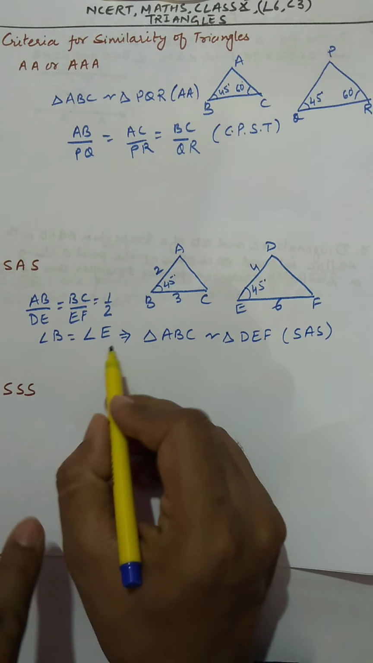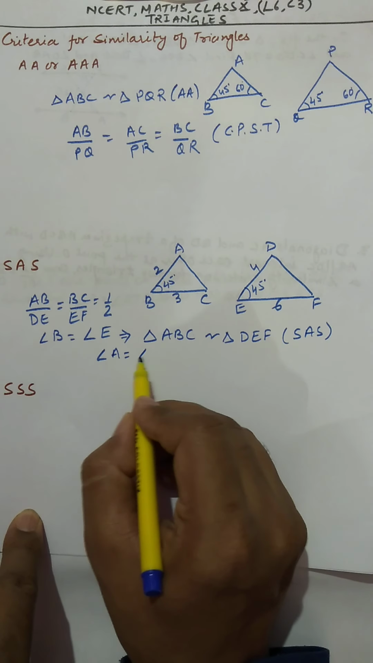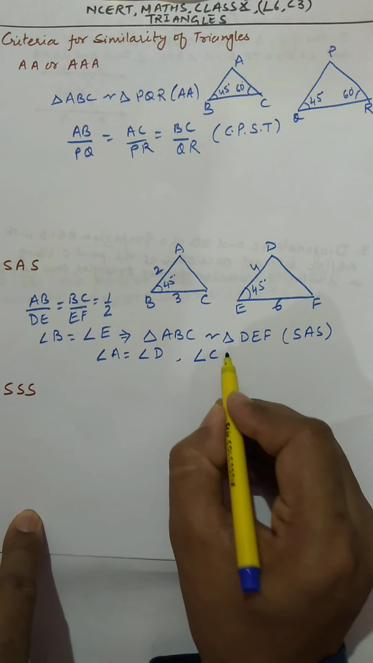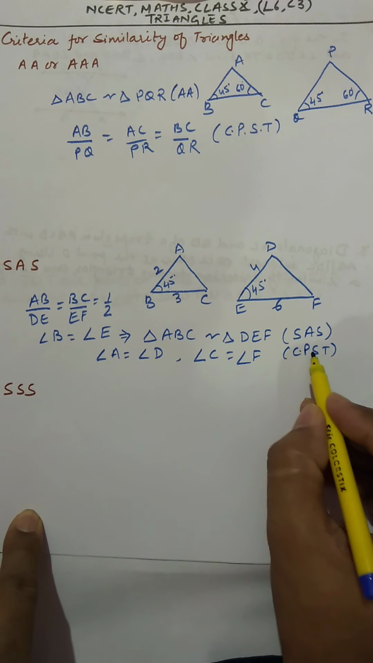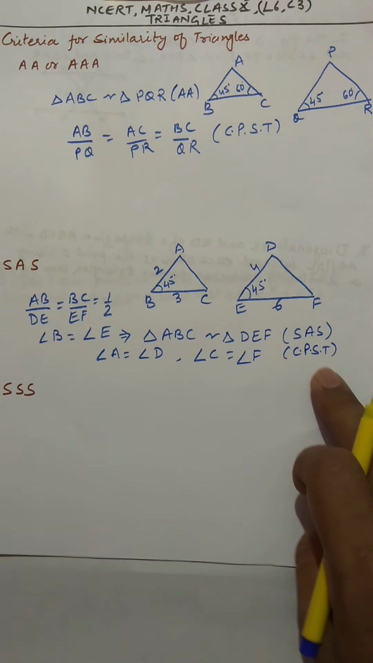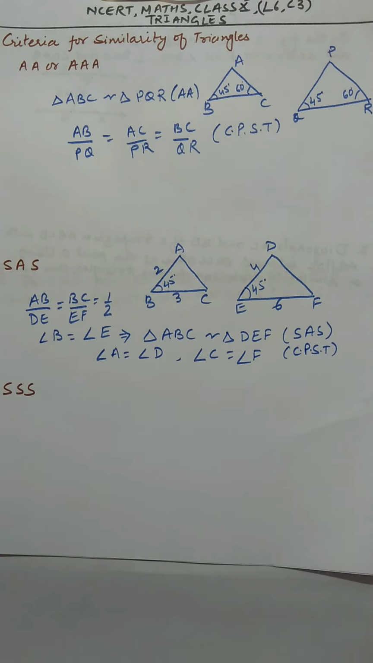Now you can also say about the remaining angles. After proving that they are similar, you can write angle A is equal to angle D, and angle C is equal to angle F. You get the result by CPST, corresponding parts of similar triangles. So you have now understood this SAS criterion also.